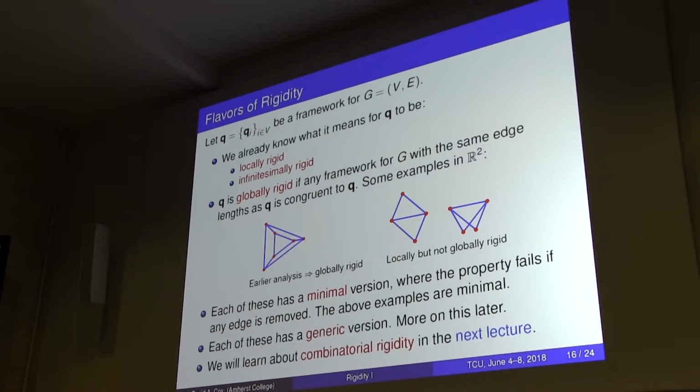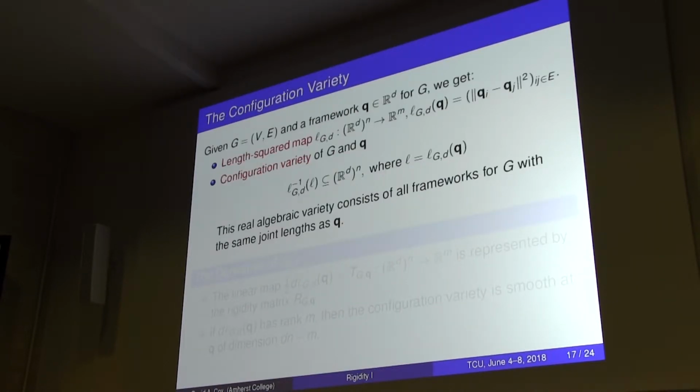And then there's generic versions where you assume that your embedding is generic. So this guy is not generic. So this is a really special kind of thing. Whereas this one in the plane really is generic. And then there's also, of course, combinatorial rigidity. That's something we're going to play with in the next lecture. And so that's sort of the background we need for the time being in rigidity theory.